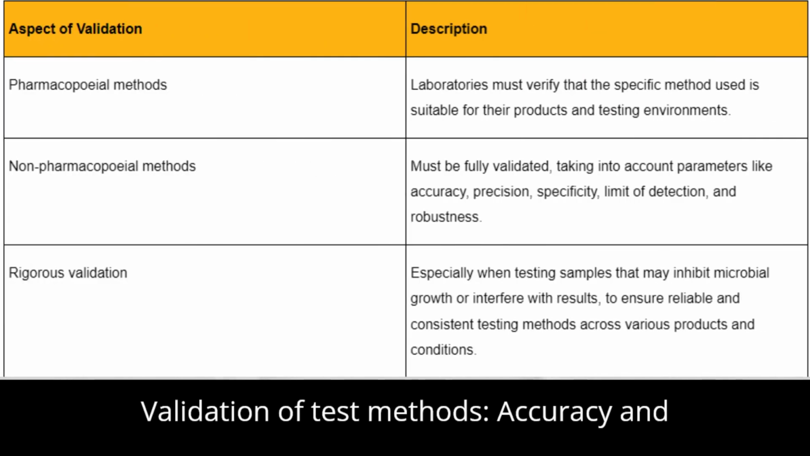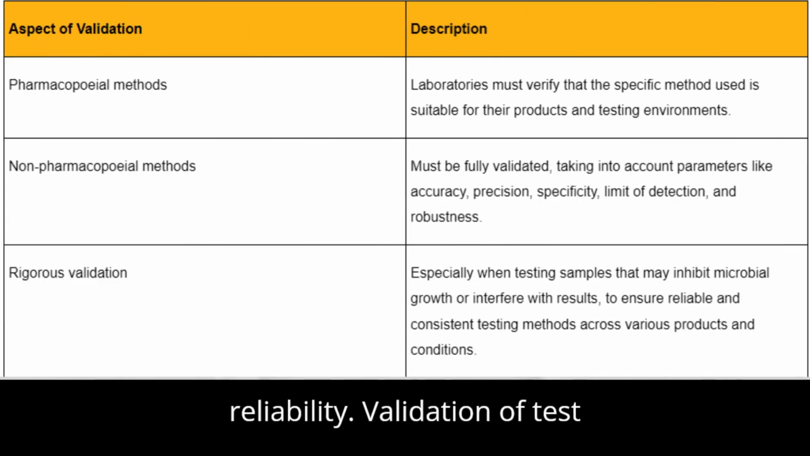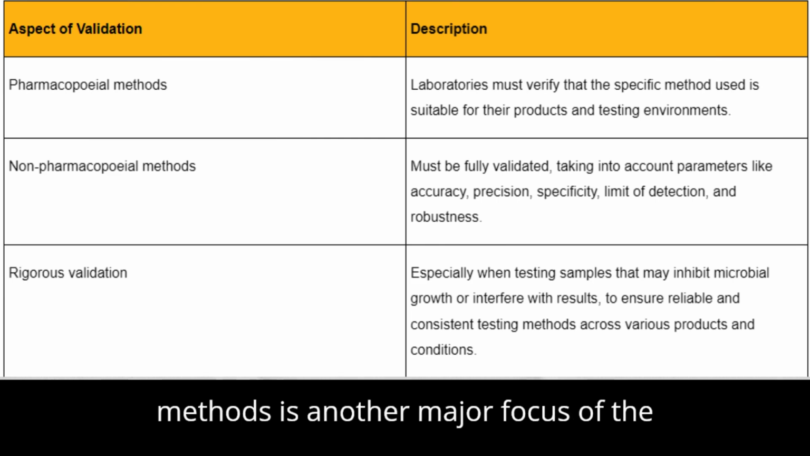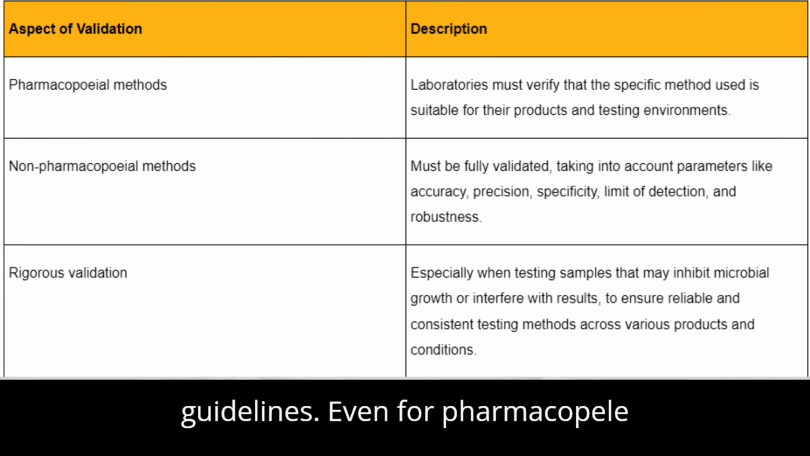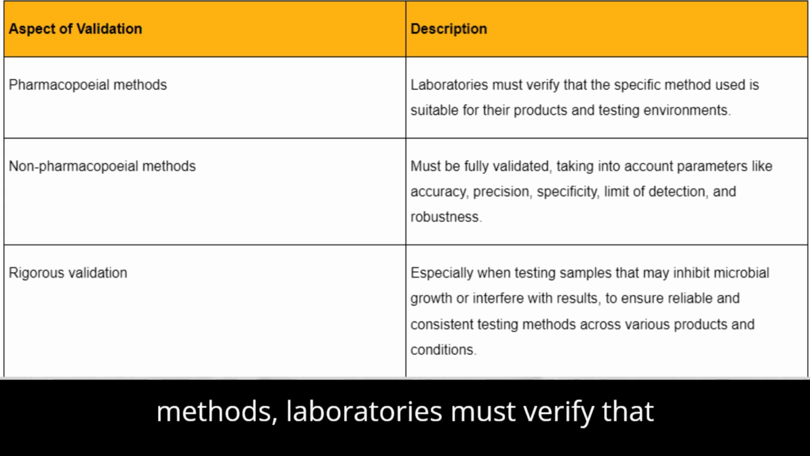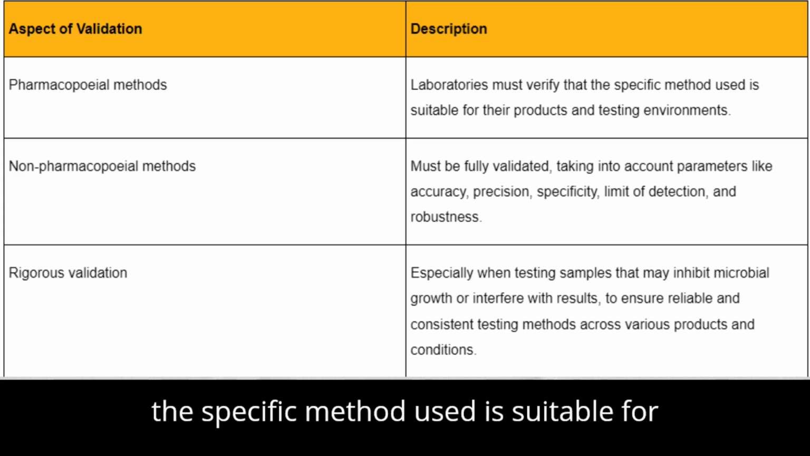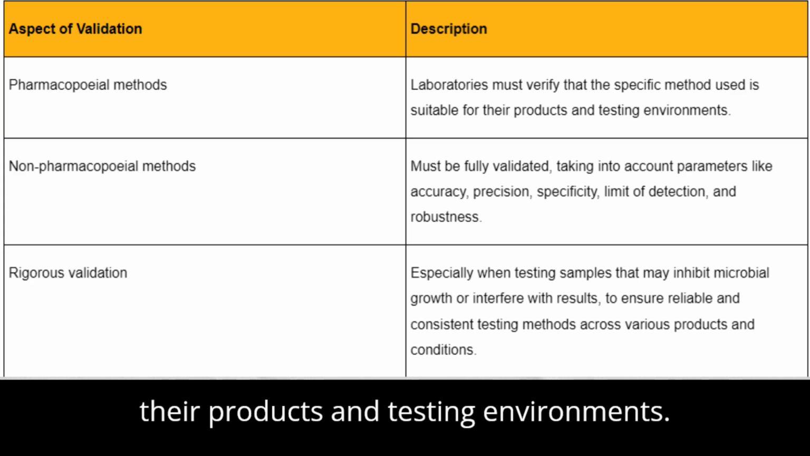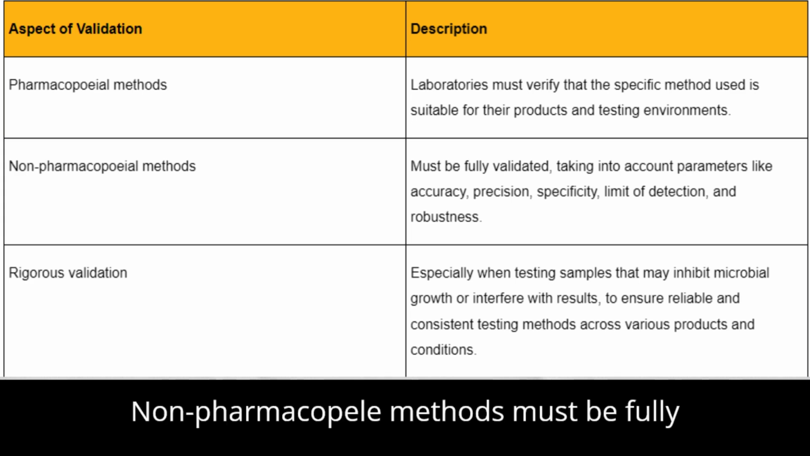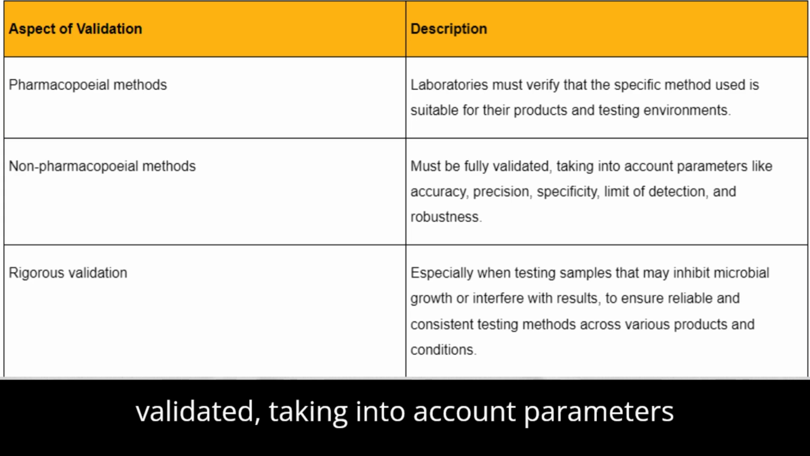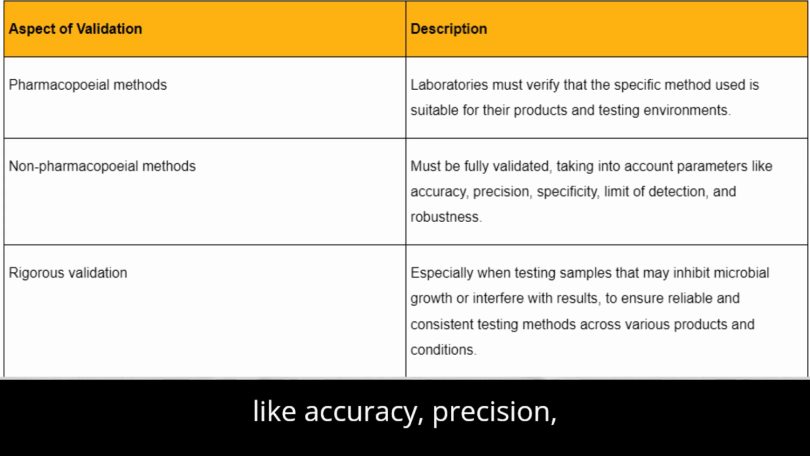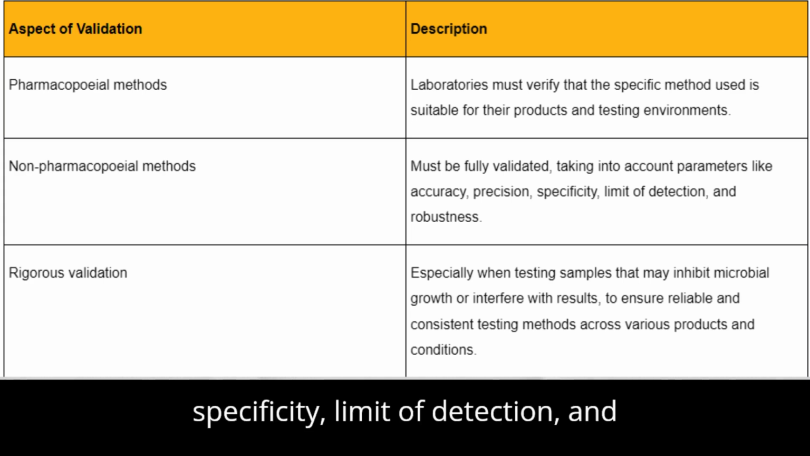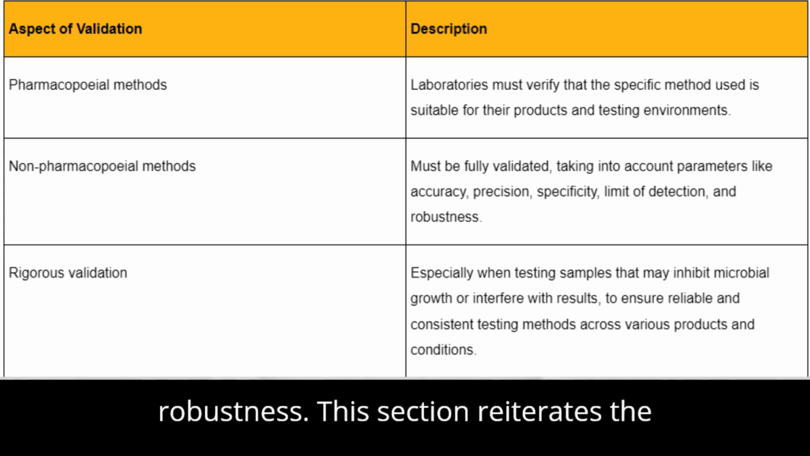3. Validation of test methods, accuracy, and reliability. Validation of test methods is another major focus of the guidelines. Even for pharmacopoeial methods, laboratories must verify that the specific method used is suitable for their products and testing environments. Non-pharmacopoeial methods must be fully validated, taking into account parameters like accuracy, precision, specificity, limit of detection, and robustness.